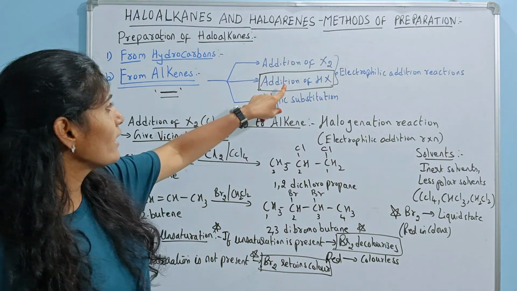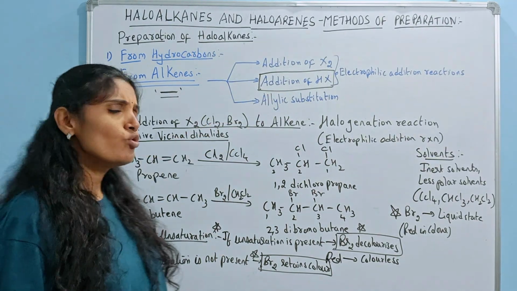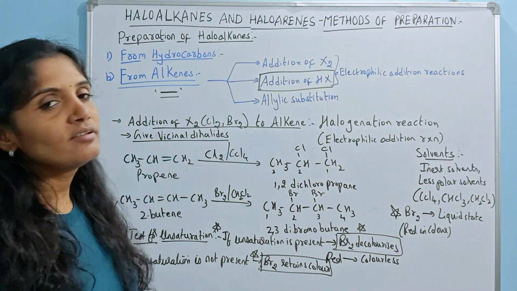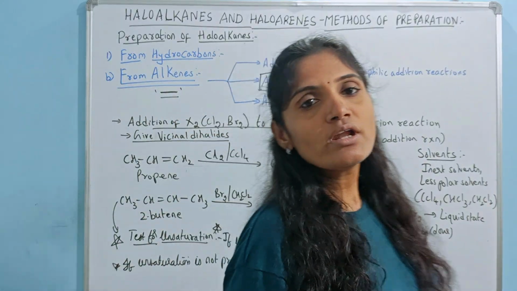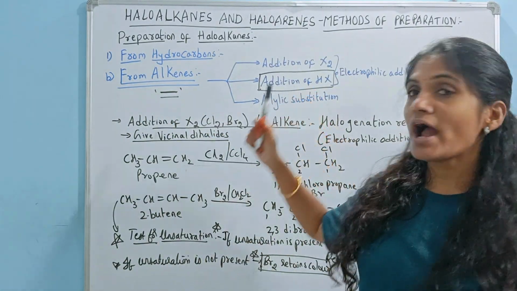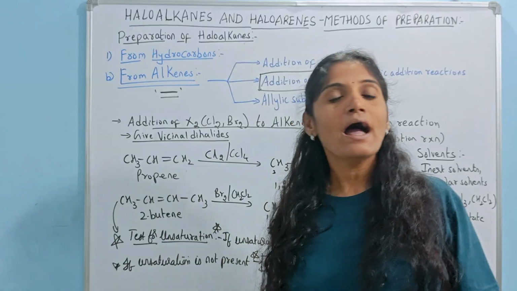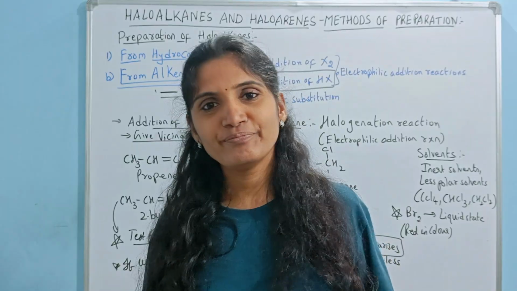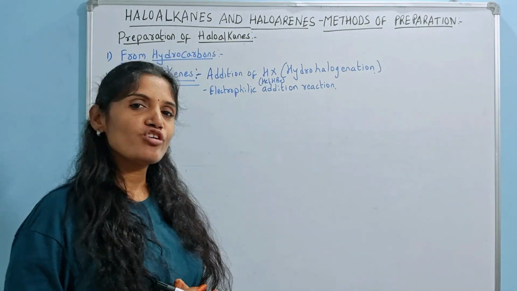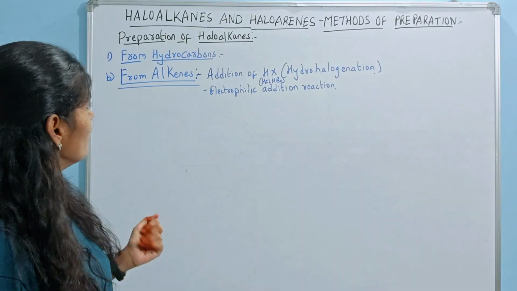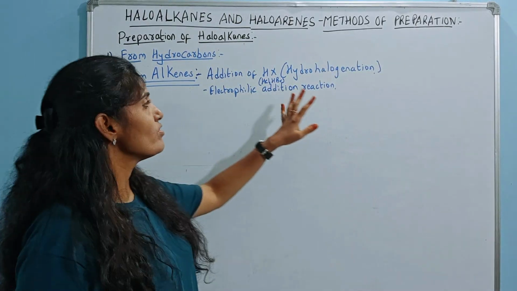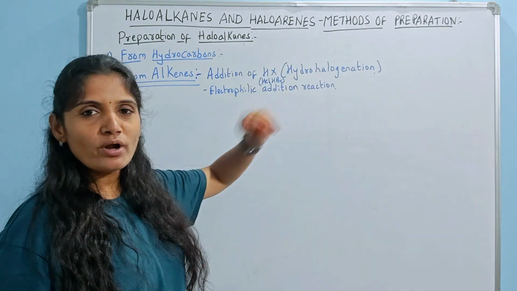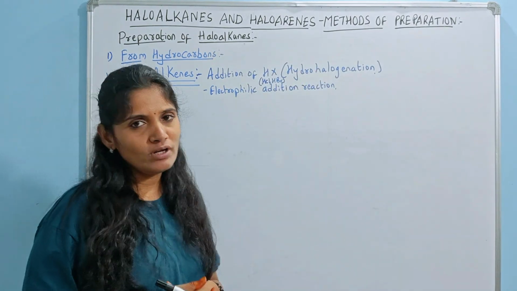Now we will go to the second part, addition of HX, which is probably the most important part, and questions keep on coming from that part. Next let us see addition of hydrogen halides, a process we call hydrohalogenation of alkenes to form haloalkanes. Because we are adding hydrogen and halogen, we call it hydrohalogenation, and it is an electrophilic addition reaction.